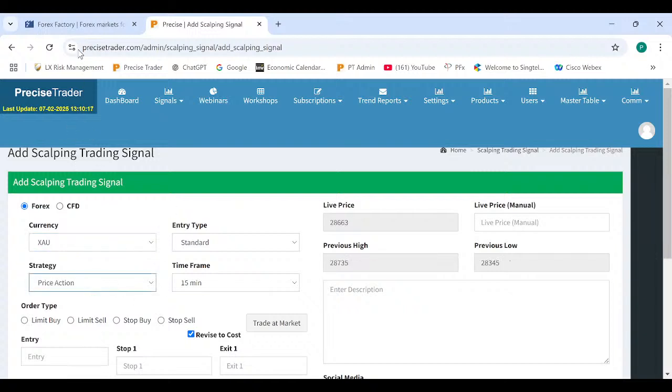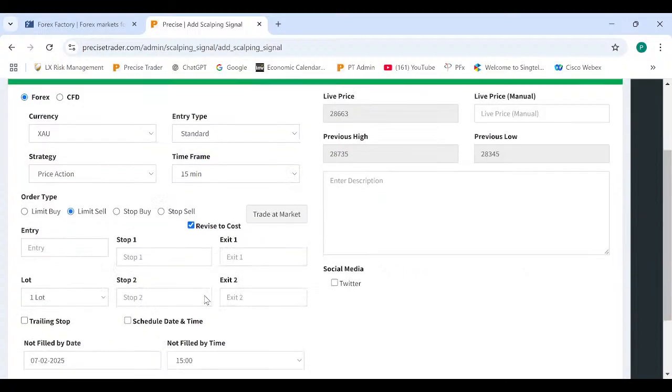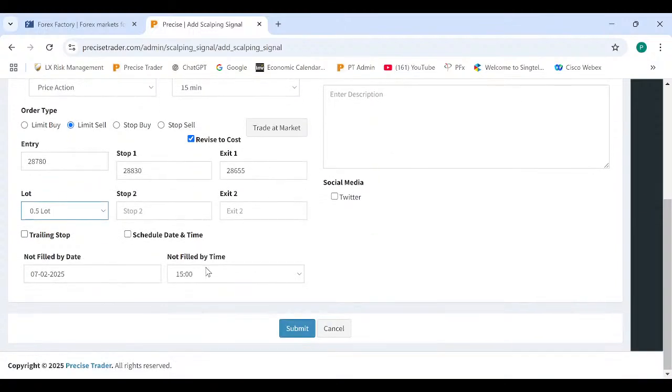Like again, I want to go for a sell at 2878 and stop 2883. TP 2865 half. This is half lot because this is a counter trend, and this is until 3 or 4 o'clock.